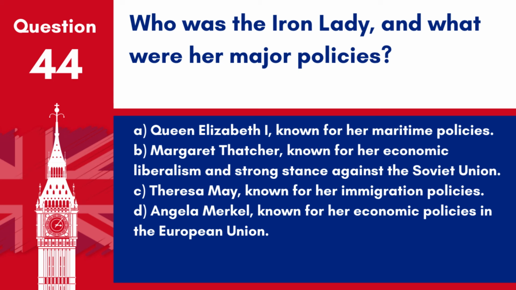Answer B. Margaret Thatcher, known for her economic liberalism and strong stance against the Soviet Union. Margaret Thatcher, the Prime Minister of the UK from 1979 to 1990, was nicknamed the Iron Lady for her uncompromising politics and leadership style, particularly noted for her economic liberalization policies and her strong anti-communist rhetoric.